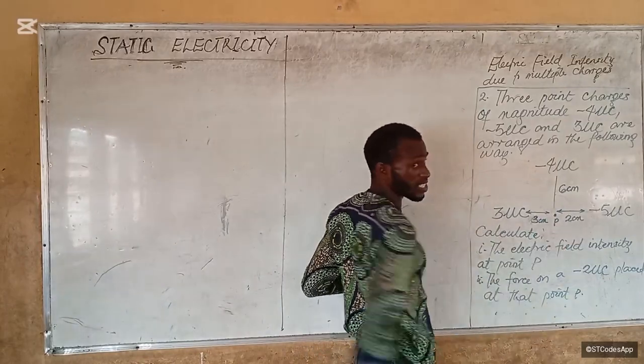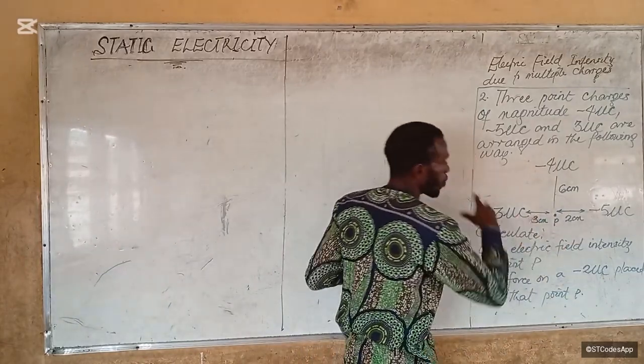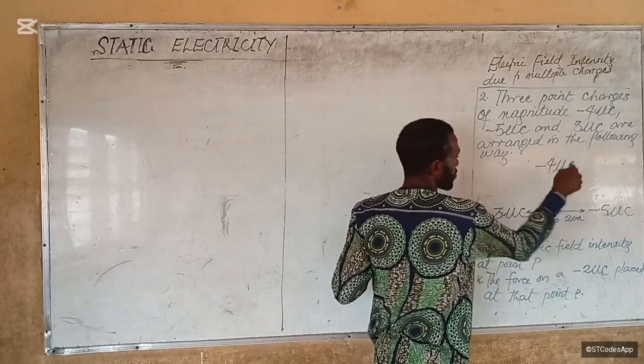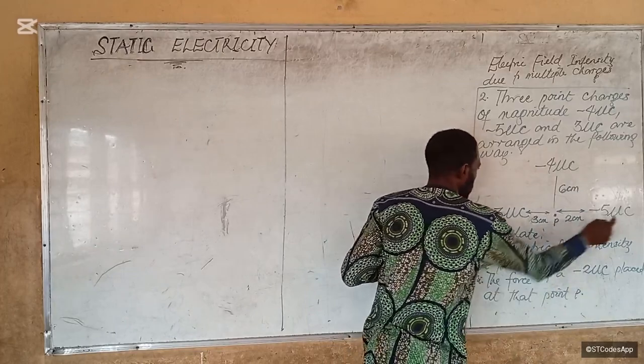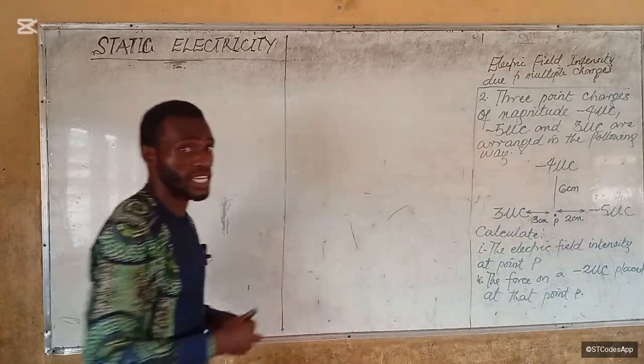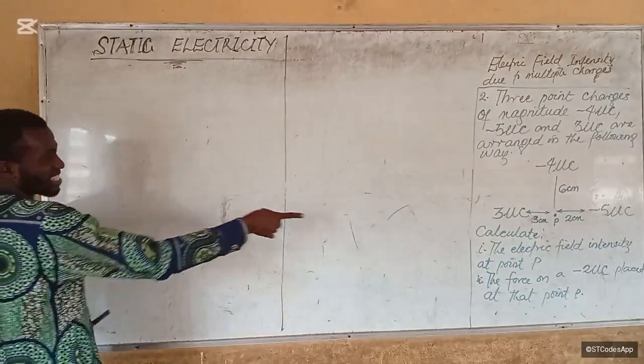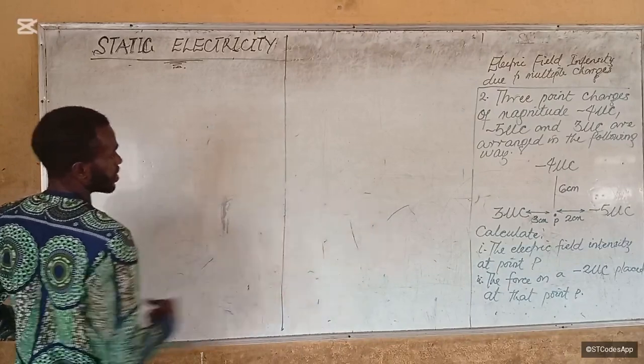So if you are standing at this distance away from this charge, what is the force that you feel at this point? That's what we need there, if you are a unit Coulomb. All right, now it says the electric field intensity at that point.